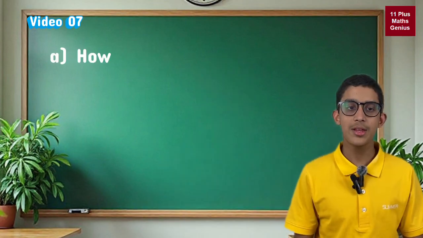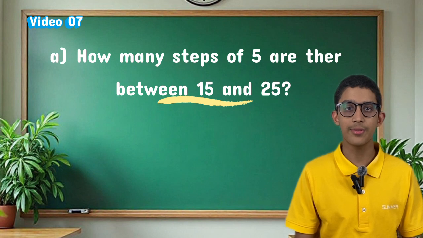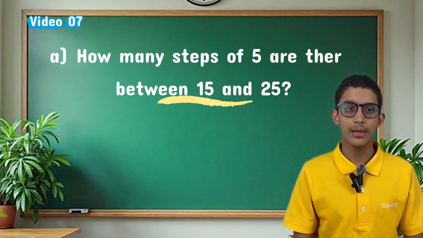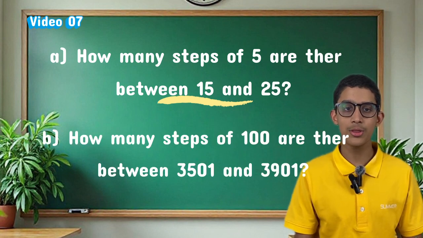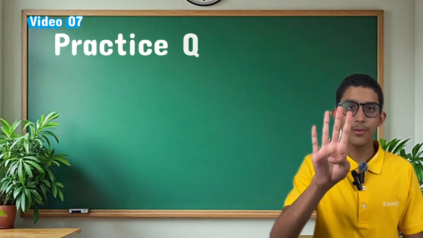A. How many steps of 5 are there between 15 and 25? B. How many steps of 100 are there between 3501 and 3901?